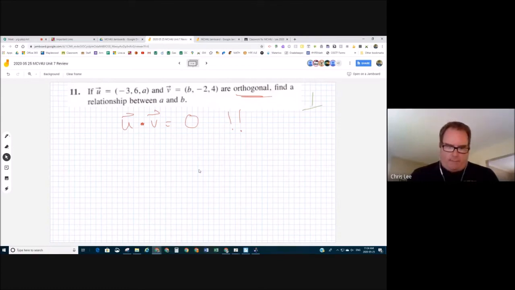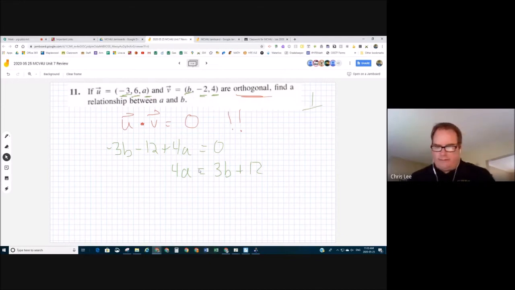All right, so in this case, exactly how you suggested, Maya, we're going to actually do the dot product. So it would be the x's times the x's. So -3 times b is -3b. The y's times the y's, which is 6 times -2, is -12. So you're adding -12. And then a times 4 is 4a equals 0. If you were trying to solve for one of these, you could solve for a, for example, and say that 4a equals 3b plus 12. Okay, moving those to the other side, taking the inverse operations.